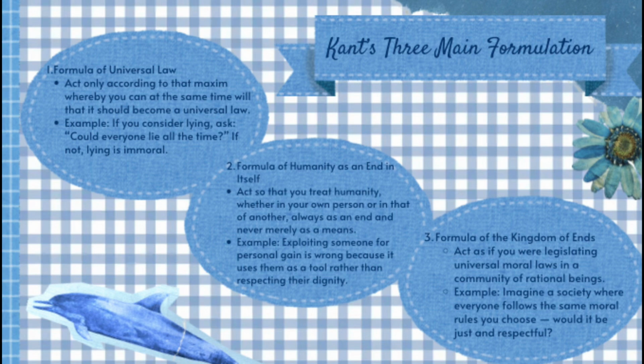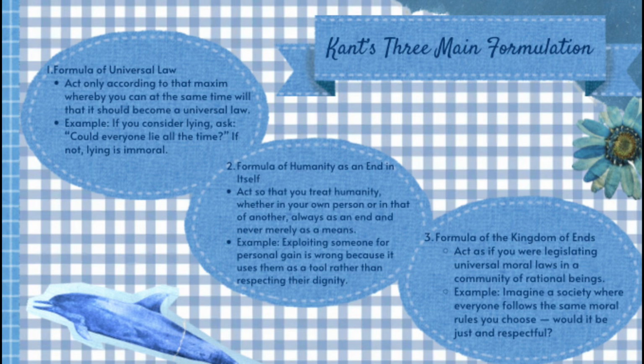Formula of humanity as an end in itself. Act so that you treat humanity, whether in your own person or in that of another, always as an end and never merely as a means. Example, exploiting someone for personal gain is wrong because it uses them as a tool rather than respecting their dignity.